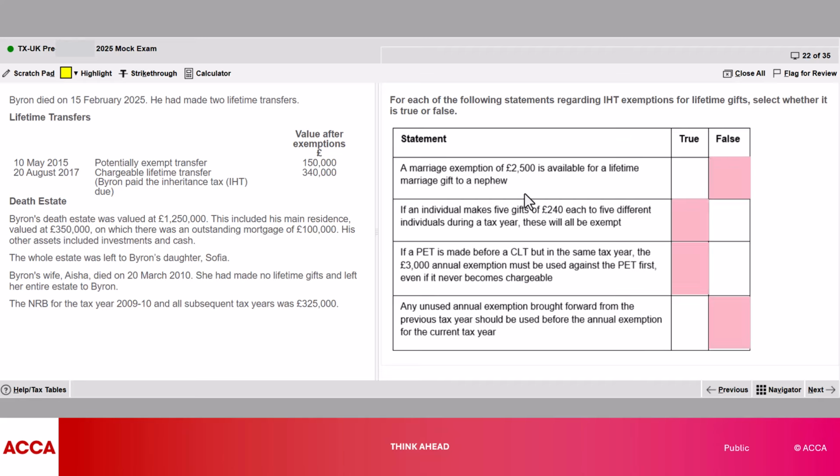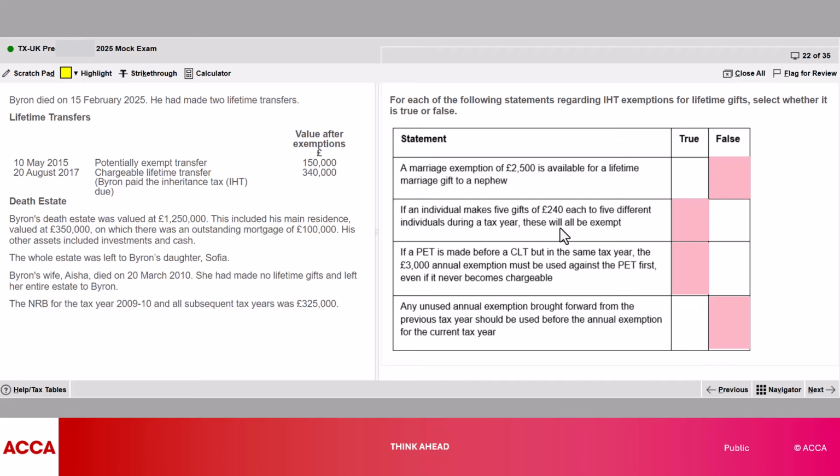So the first one, a marriage exemption of £2,500 is available for a lifetime gift to a nephew. You do need to remember the marriage exemptions. Unfortunately, those are not given in the tax tables. And for a nephew, it would in fact be £1,000. £2,500 would apply for a gift to a grandchild or the bride giving to the groom or vice versa before they got married. But that is not correct.